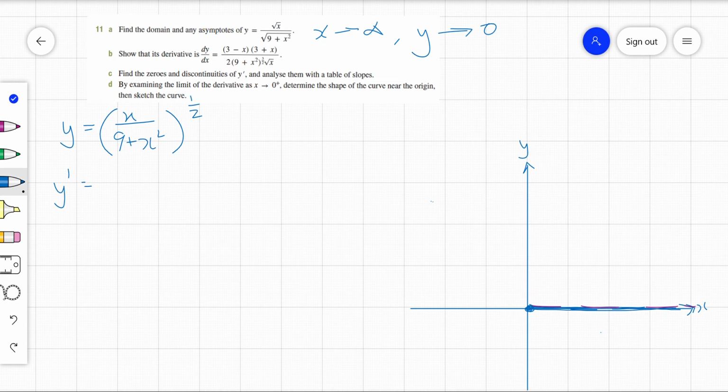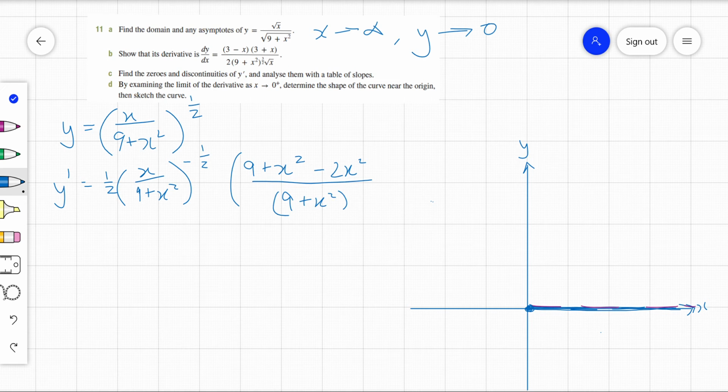So y dash, so using the chain rule, we'll put a half down here, keep this bracket, minus 1, so that's minus a half, times by, now we'll go inside and differentiate, now it's the quotient rule, so derivative at the top, which is 1, times the bottom, which is 9 plus x squared, minus differentiate the bottom, which is 2x, times the top, which is x, so it becomes 2x squared, all over the bottom squared. Alright, so up the top here we've got 9 minus x squared if we simplify that.